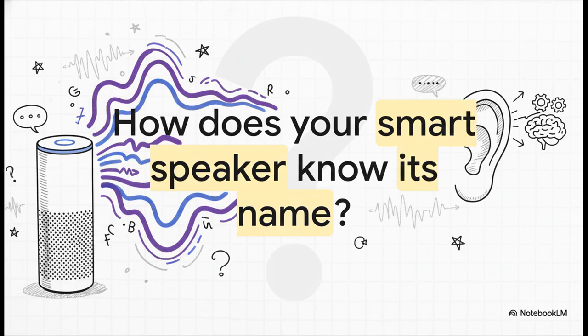Seriously, just think about it for a second. Your smart speaker. You say Alexa or Hey Google, and somehow it just knows. Out of all the other sounds, the TV, people talking, how does it pick out that one single name? I mean, it really does feel like magic, right? But what if I told you the process behind it is actually surprisingly simple?